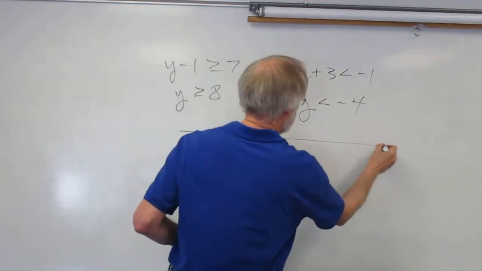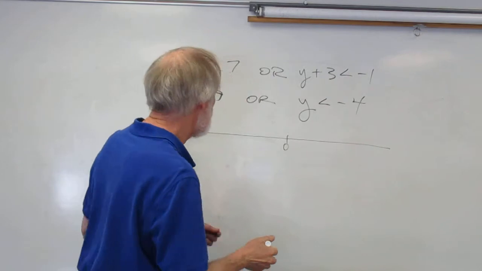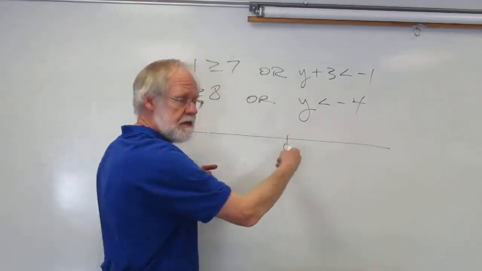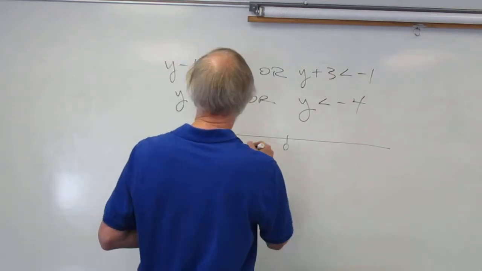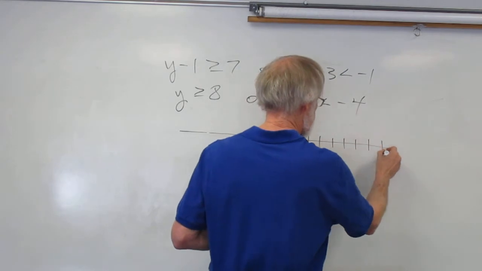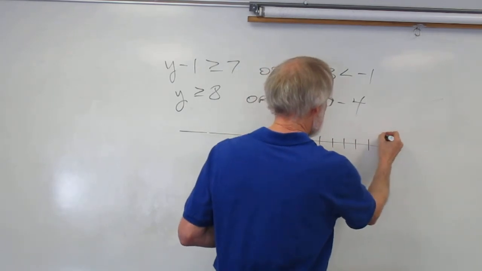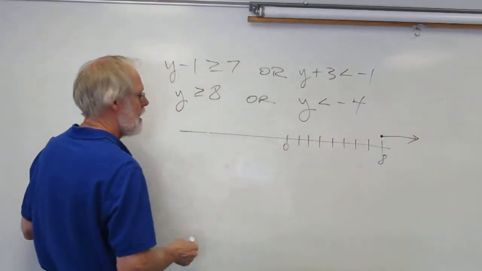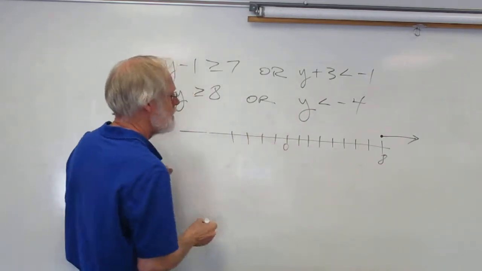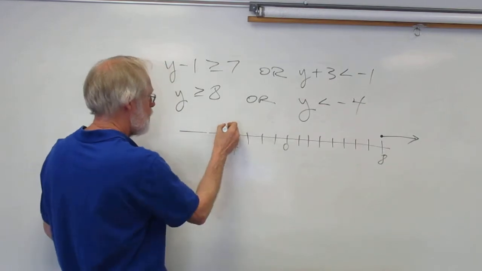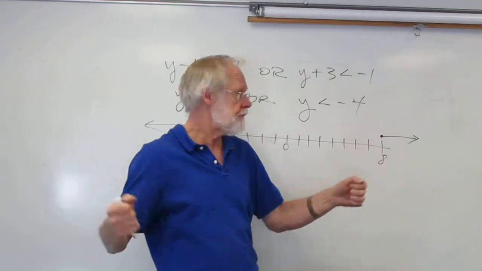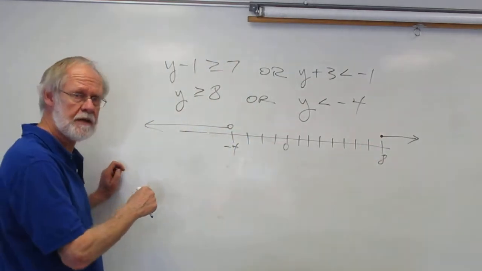Now, notice the big difference here between the ands and the ors. When we had an and, we had a range, and they met within that range. They overlapped. Here we're going to have y is greater than or equal to 8. 1, 2, 3, 4, 5, 6, 7, 8. Greater than or equal to 8, going this way. And less than negative 4, which is here, open circle going this way. Now they split apart. And that's the difference between an and an or.